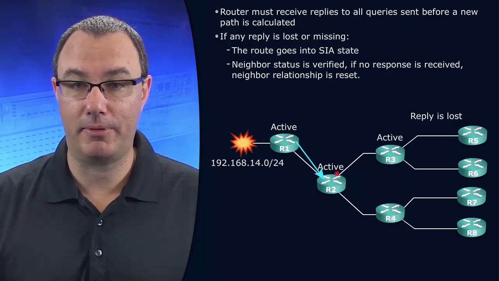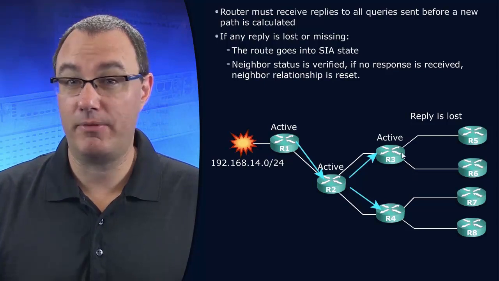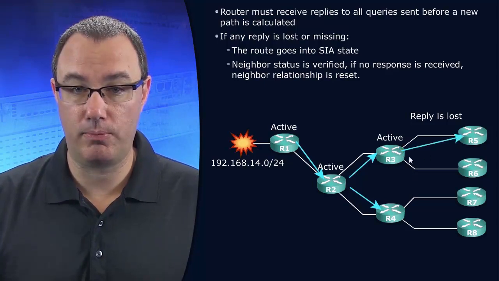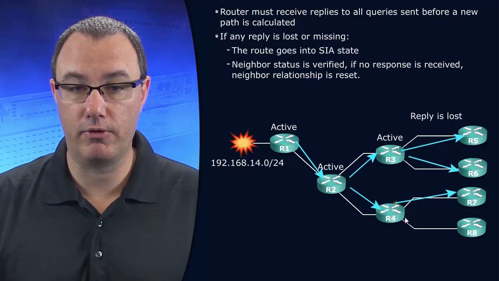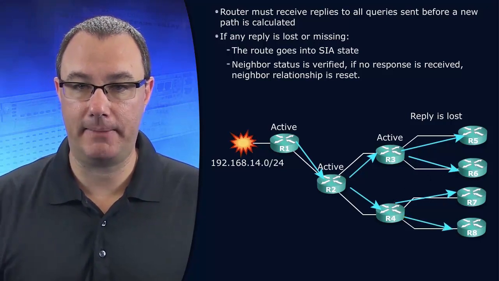And then what will happen? We will query our neighbors. They don't have an answer. They don't have a better way to go. So they will propagate this query all over the place. Now we can scope this with the stub feature of EIGRP.